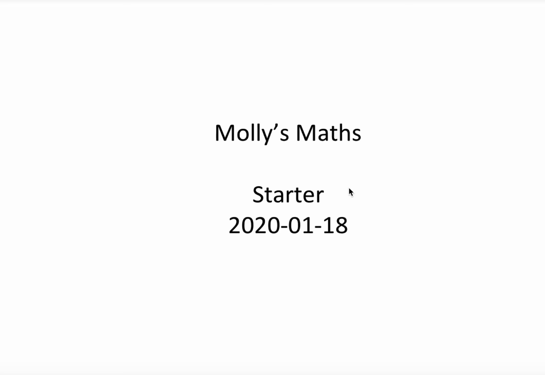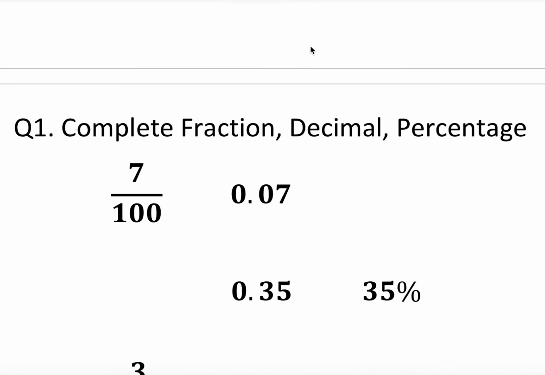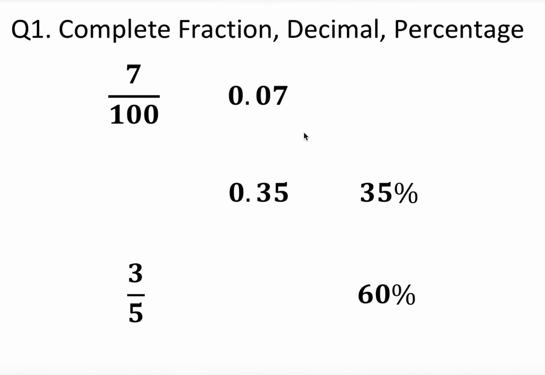Get your music on, get the right one for you, and let's move on to question one. Right, this is the old classic. Fractions, decimals, percentages. So we've got the values on the screen, and then we've got to get the values in each type of fraction, decimal, or percentage. So the first one we've got it in. We've got 7/100.